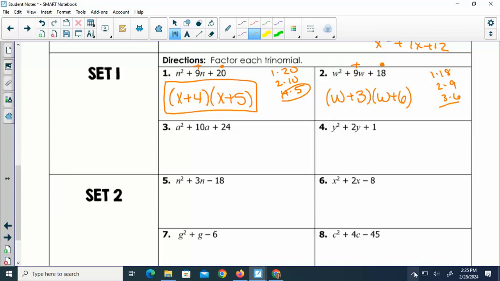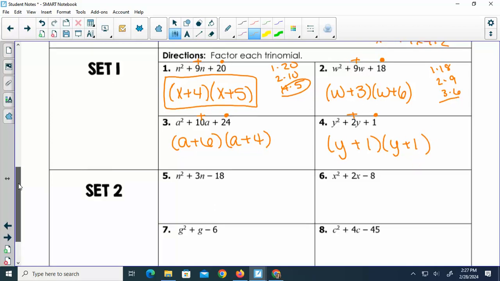Alright, you guys try 3 and 4. So, we need two numbers that multiply to 24, add to 10. 6 and 4. So we could say a plus 6, a plus 4. Does it matter what we put? No. Multiplication order doesn't matter. So if you put a plus 4, a plus 6, that's also fine. Number 4. What multiplies to 1 and adds to 2? Y plus 1, y plus 1. Alright. Now let's look at the next one.